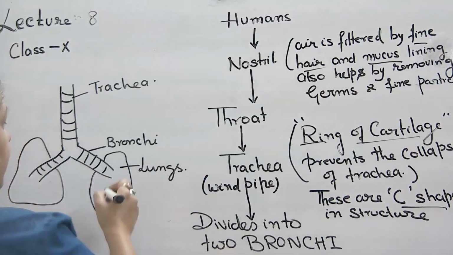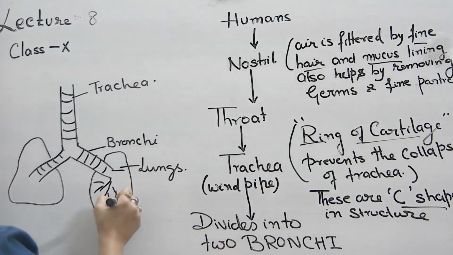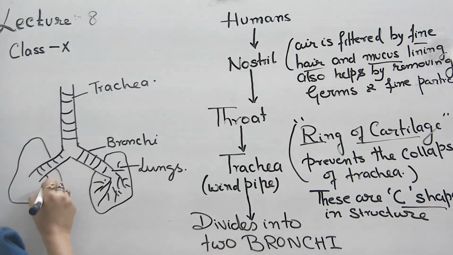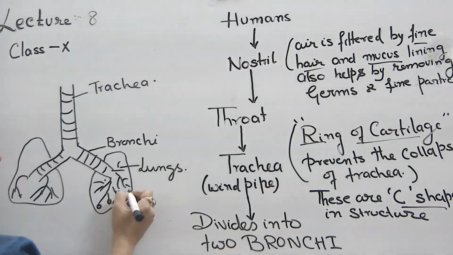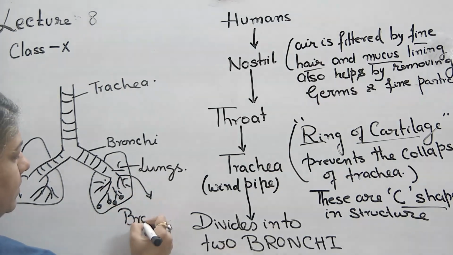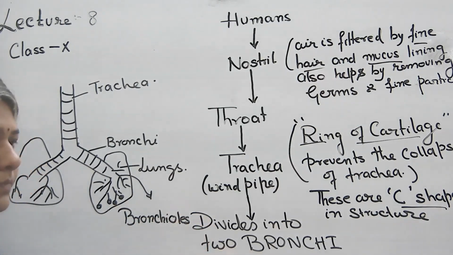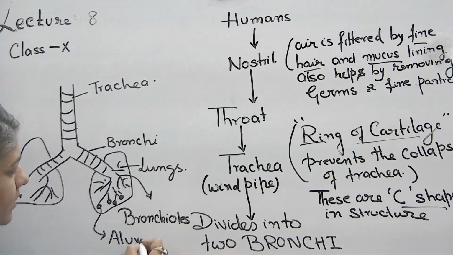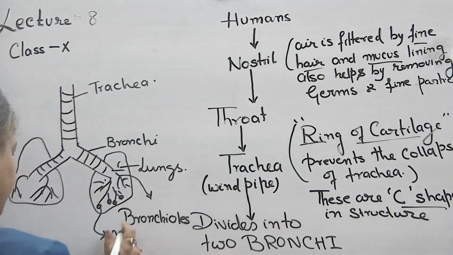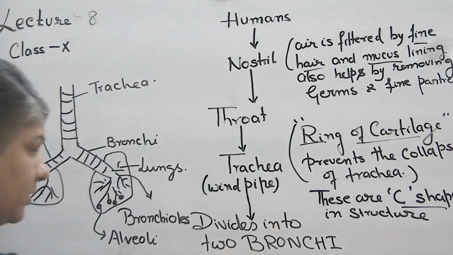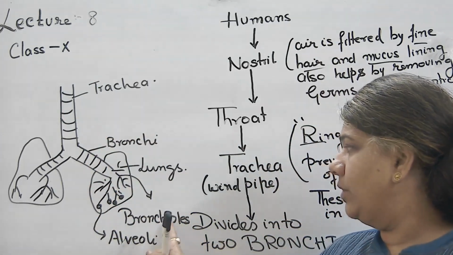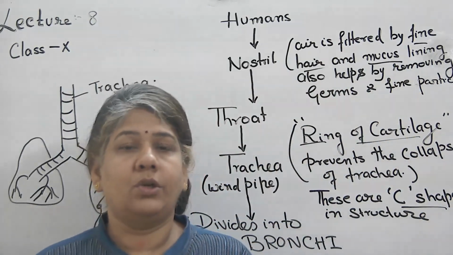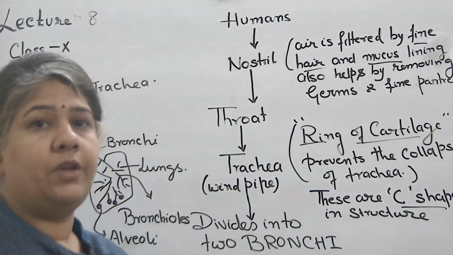Here these bronchi will further branch and form a network, just like trees have a network. So this branching is called bronchioles, and the smallest branch will have sac-like structures called alveoli. Again, alveoli is plural, and alveolus is singular. So bronchi divide into bronchioles, and the smallest bronchiole will have these tiny sac-like structures called alveoli. And this is the smallest unit where exchange of gases takes place.